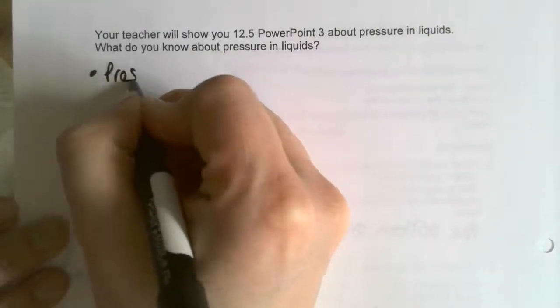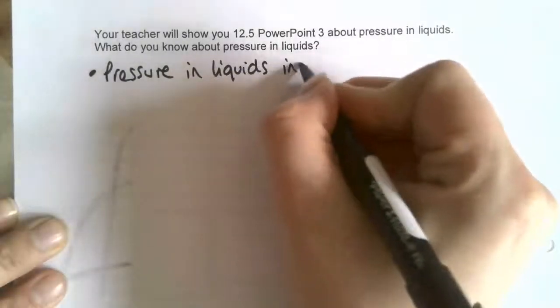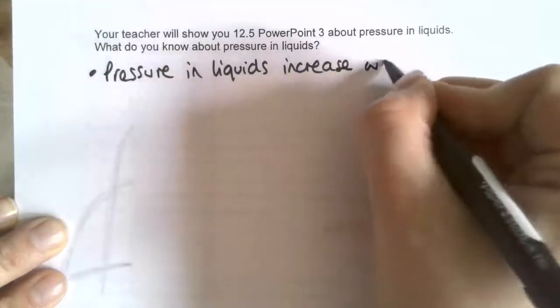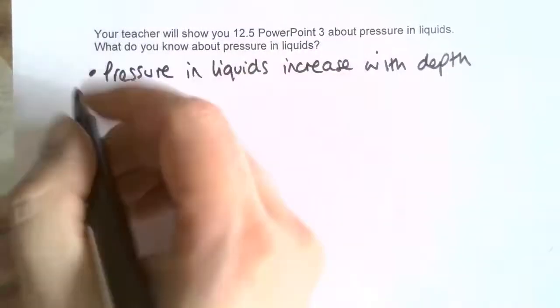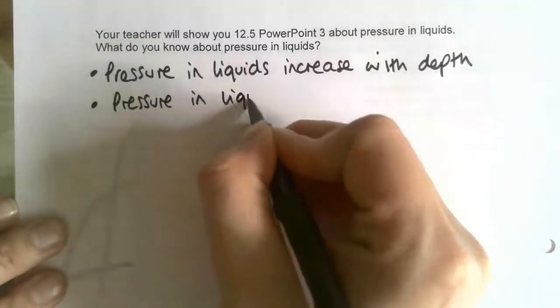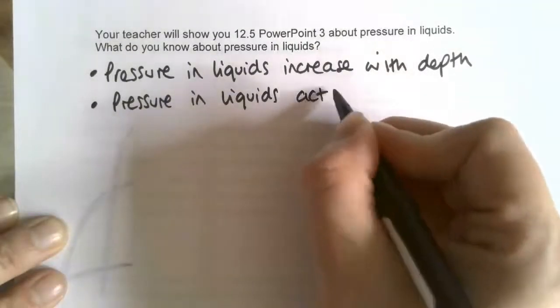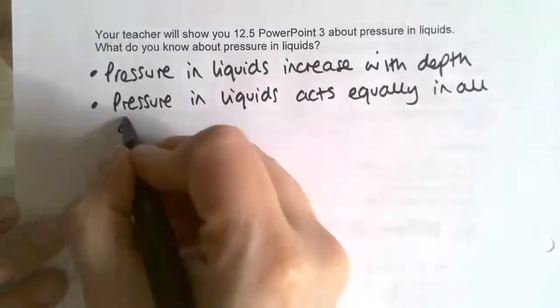Okay, so over the page on 133, there's room here for us to fill in what we know about pressure in liquids. So we're going to write out the two main rules there. So first one, pressure in liquids increases with depth. The second one, pressure in liquids acts equally in all directions.